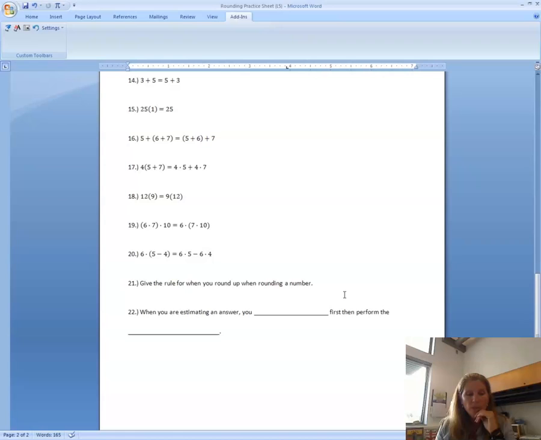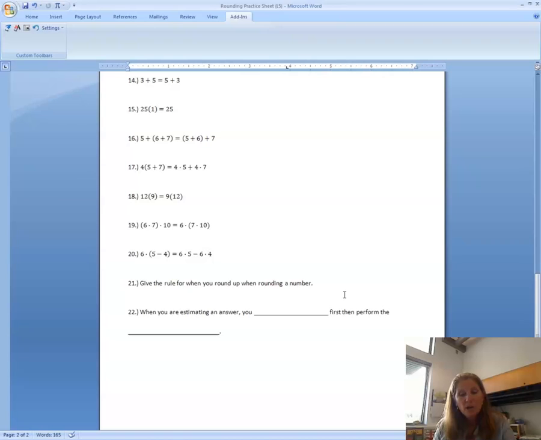And number 22, when you are estimating an answer, you blank first, then perform the blank. What words would go in there that would make sense? When you're estimating an answer, you blank first. What are you doing first when you're estimating? First you round. You round the numbers to wherever they're told to do.